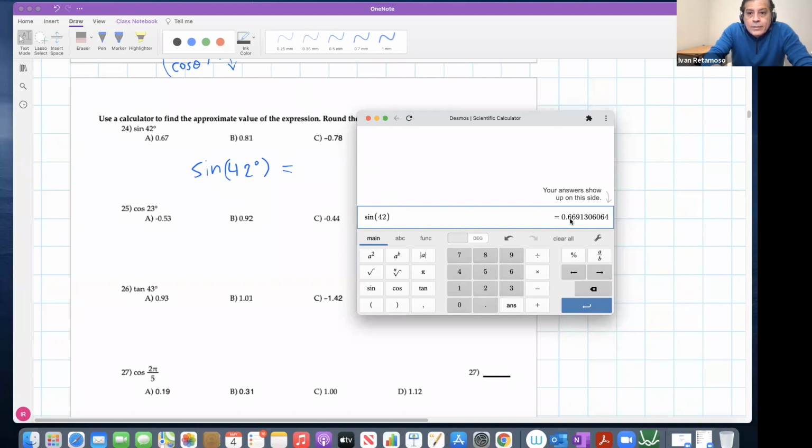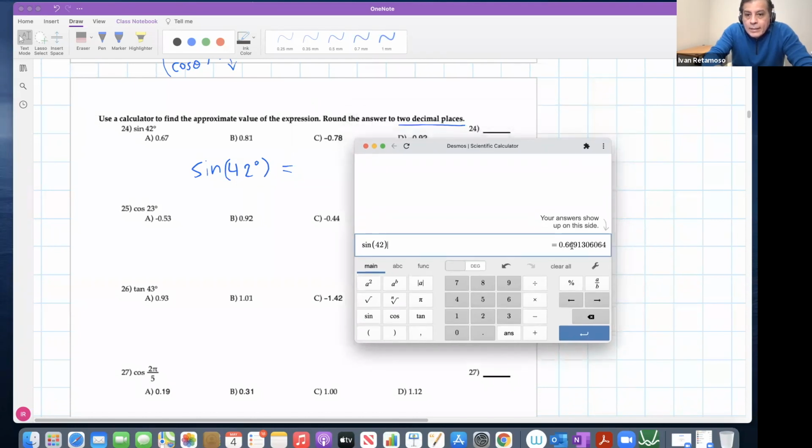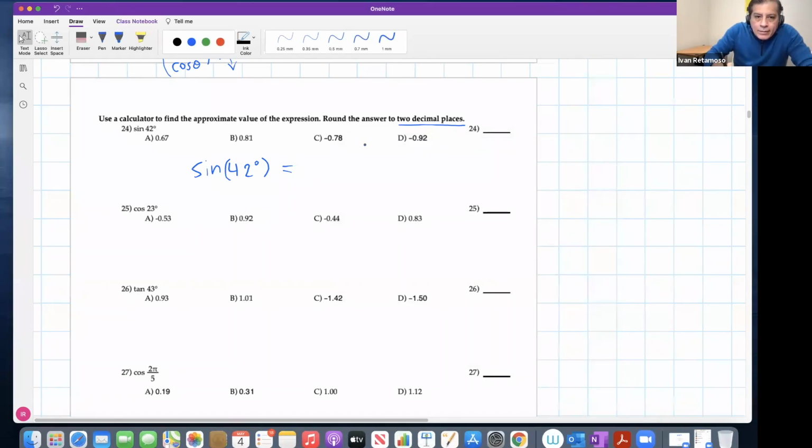It's 0.67 because you have to round it to two decimal places, right? That's what the instructions are, two decimal places. So this 6 becomes a 7 because of this 9, right? 0.67. That's it. Now notice how I am keeping this computation in degrees, right? Why are you doing that, Professor? Because there is a little hollow circle on the top saying degrees, right? So it has to be in degrees, right? Great. So 0.67. That's it. Done, right? 0.67 rounded.